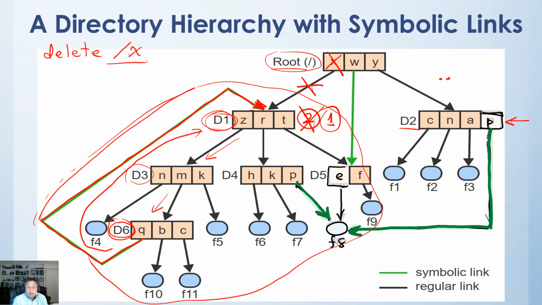Now, how can we solve the problem? One of the solutions is using a directory hierarchy with symbolic links. This is a compromise solution. It allows only a single parent directory for any file or directory, but provides a symbolic link to support file sharing. We still support file sharing, but not using multiple paths and multiple parents. Now let's take a look at this.